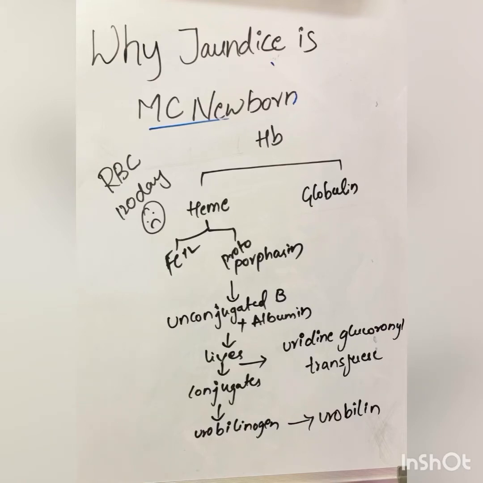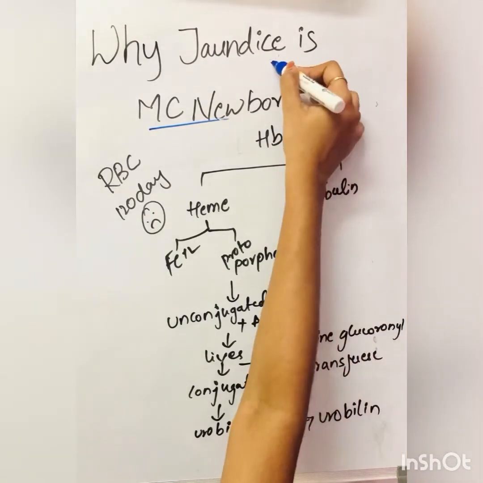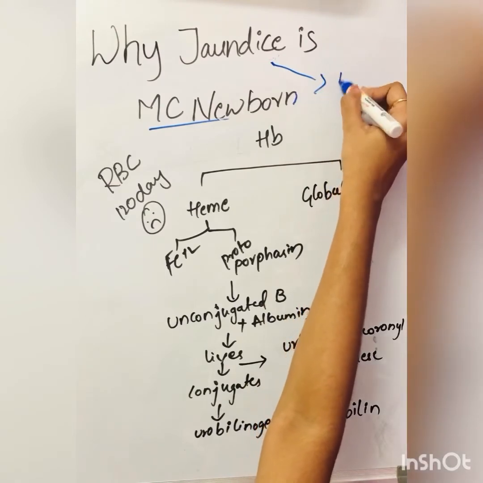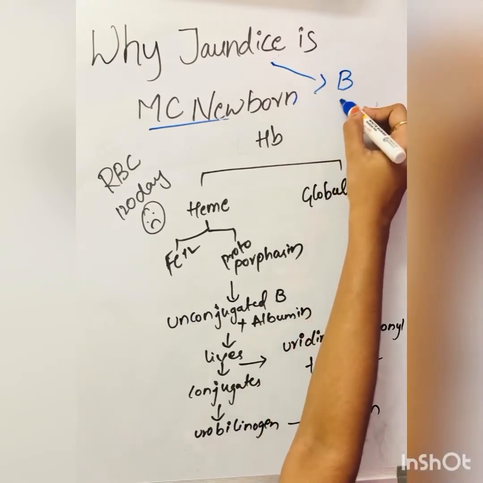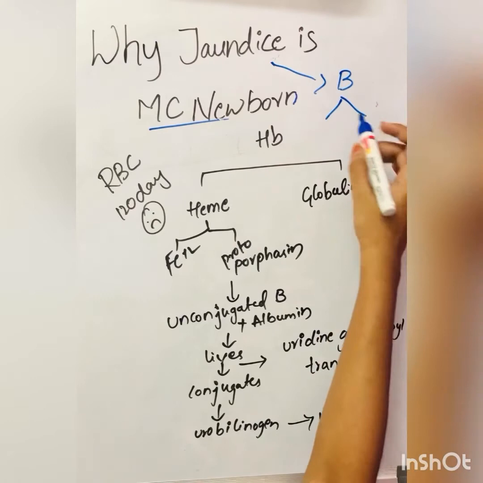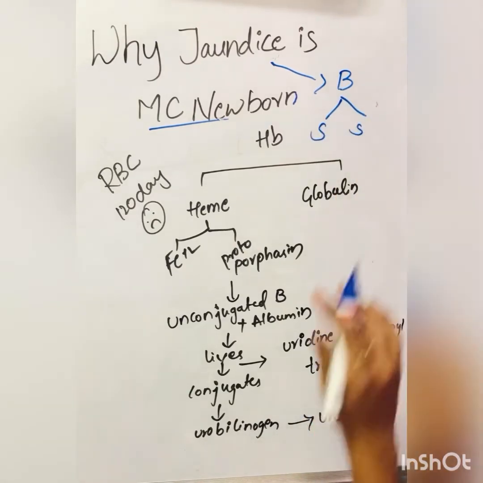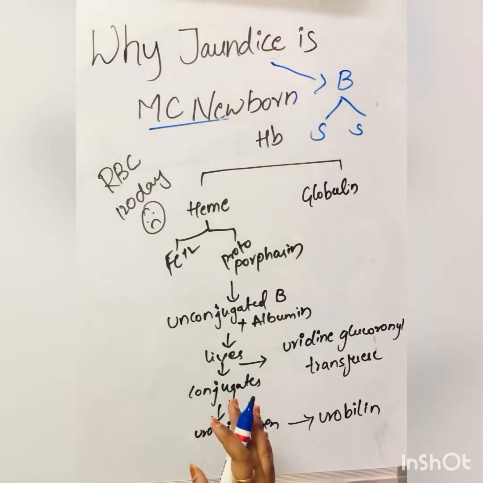Hello everyone. Today's topic is about why jaundice is most commonly seen in the newborn. What is meant by jaundice? It is nothing but an increase in the bilirubin concentration, and the symptoms seen are that the skin and the sclera turn yellow. How this bilirubin is produced, we will see.